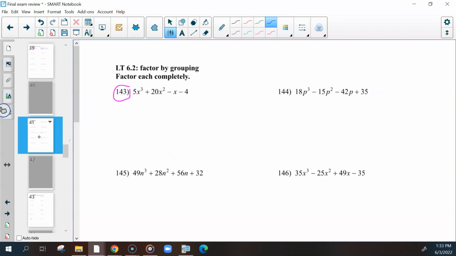Next page. We are factoring by grouping now, something we did when we factored when A wasn't 1. Factoring by grouping only works if we have 4 terms. If we have 4 terms, we're looking at the first 2. What do those 2 have in common? I can divide both of these by 5 and x squared.